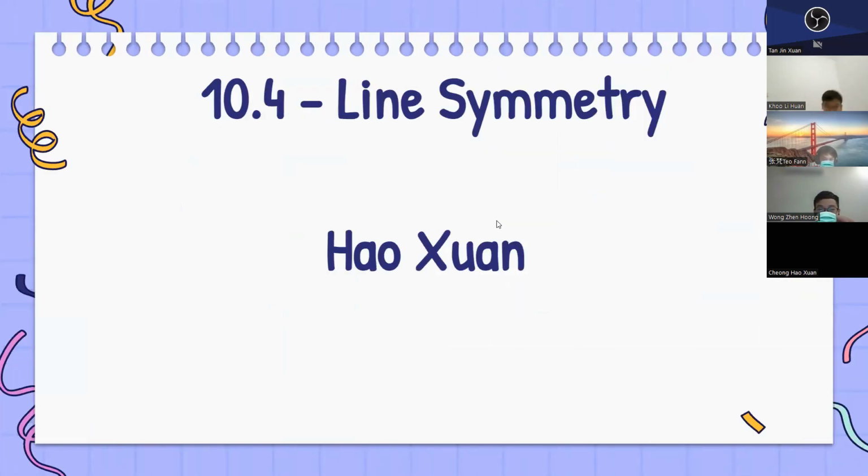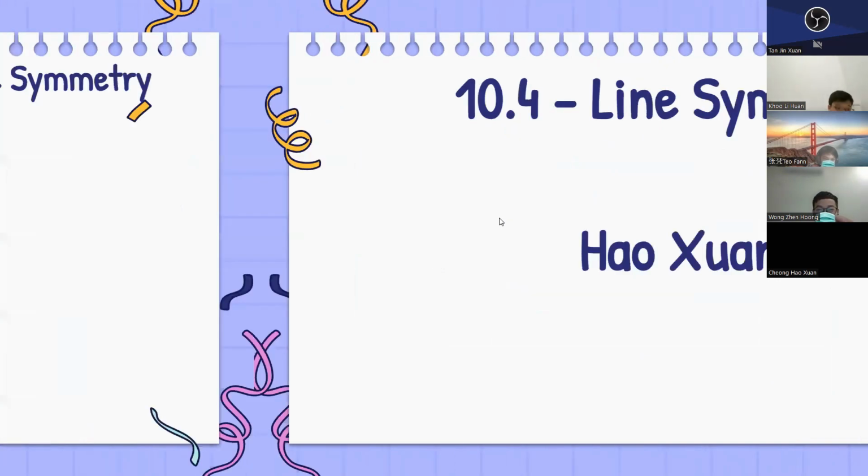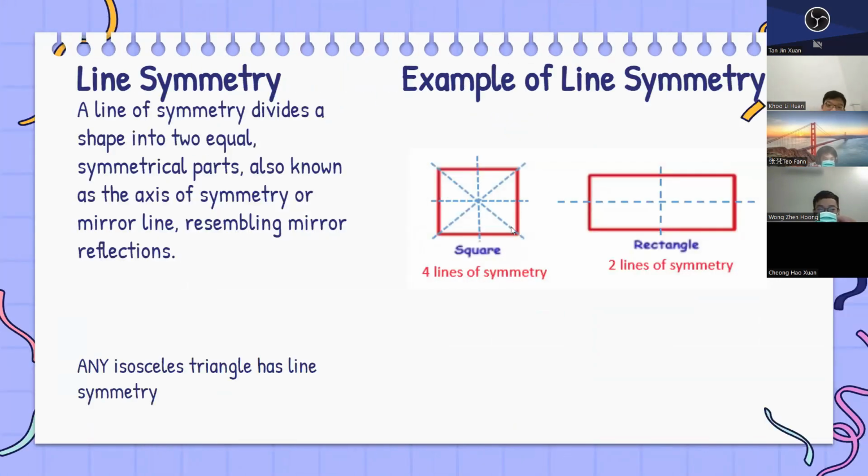Next, I'll be talking about line symmetry. Okay, line symmetry is a line of symmetry that divides a shape into two equals. Like a square, you cut into half, then both sides of the square that you cut in half will be the same, like symmetrical parts. Also known as the axis of symmetry or mirror line, resembling mirror reflections. Any isosceles triangle has line symmetry.